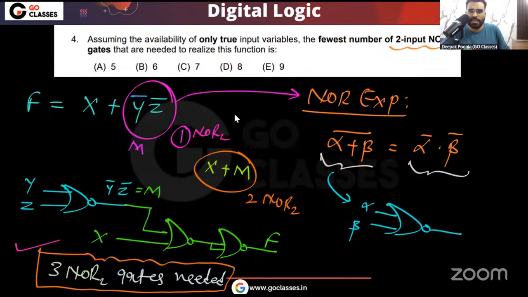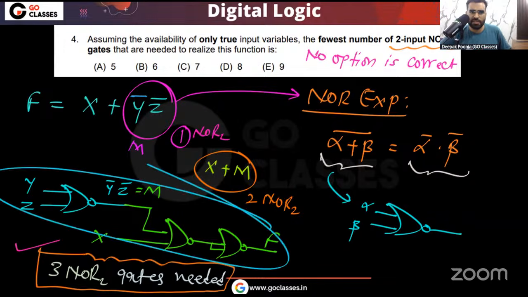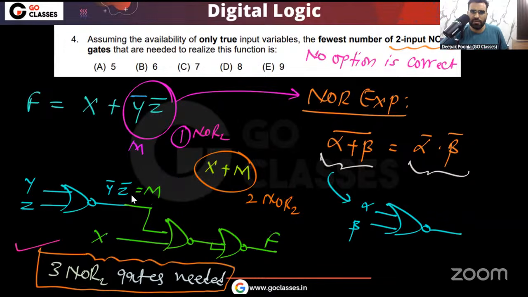None of the options is correct. Is this clear? So for this question, no option is correct. Look at this circuit. This circuit is giving you the function f. This circuit is realizing the function f with the help of three two-input NOR gates. So remember, no option is correct.